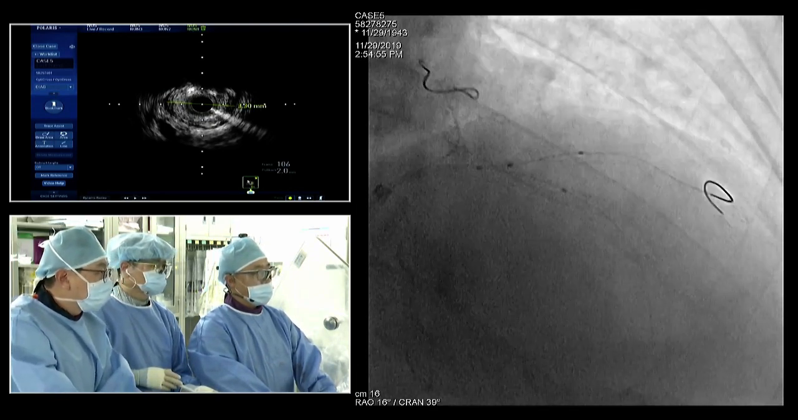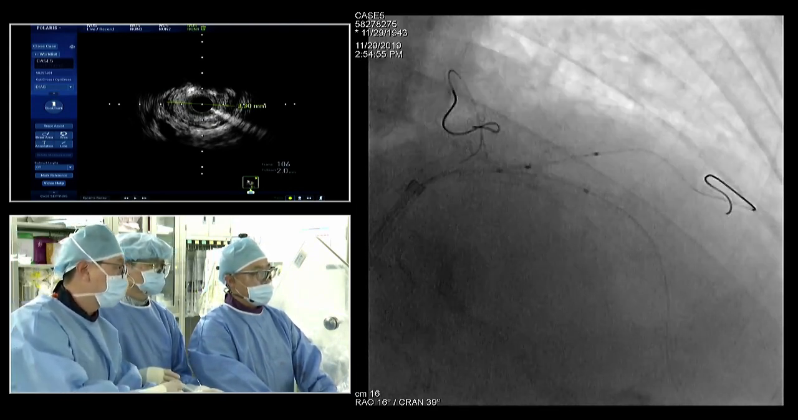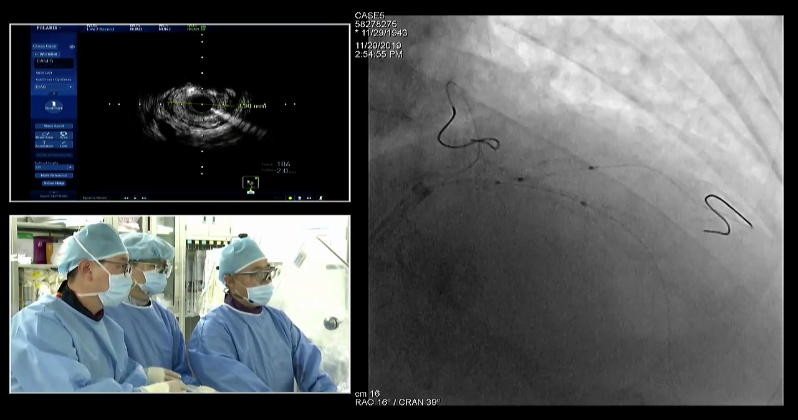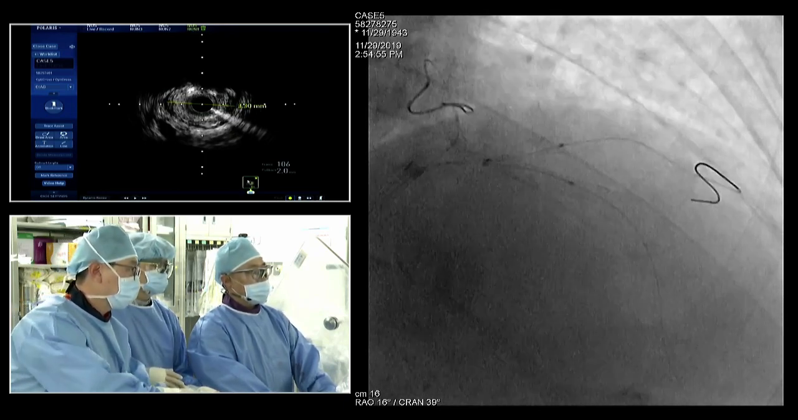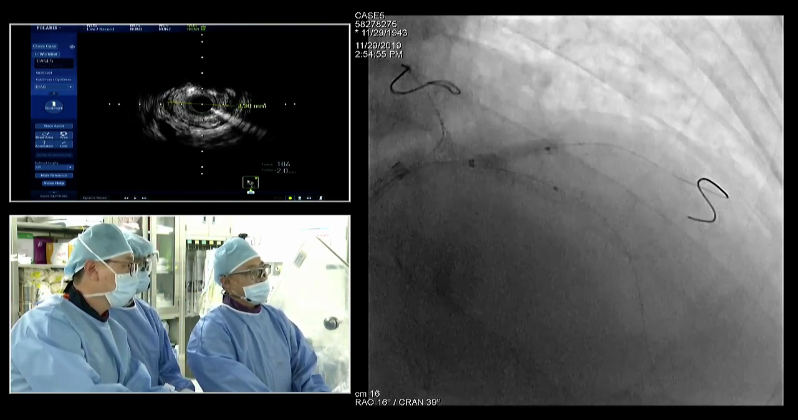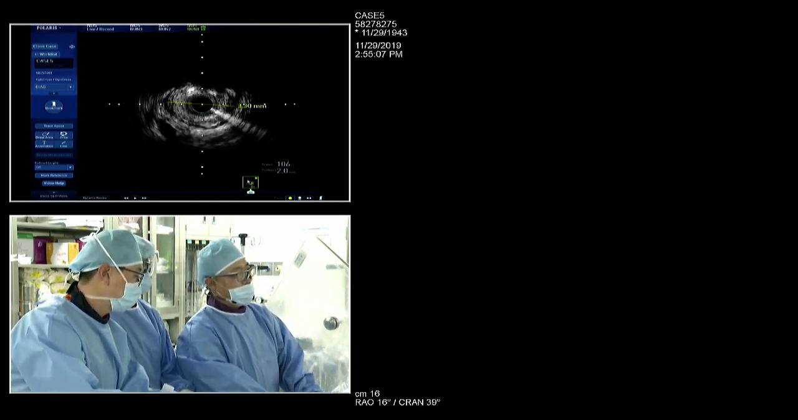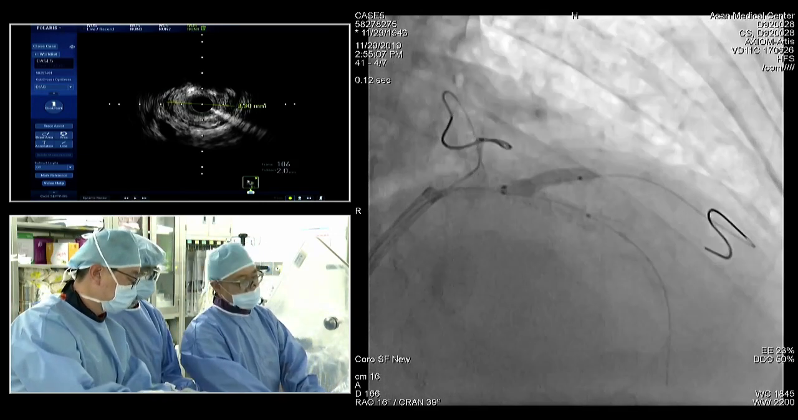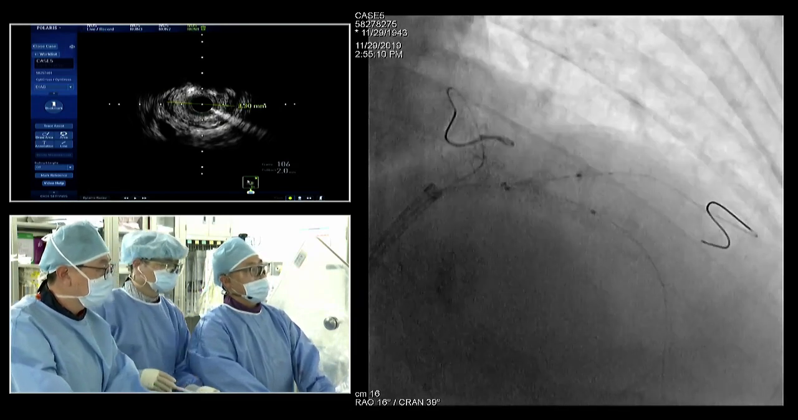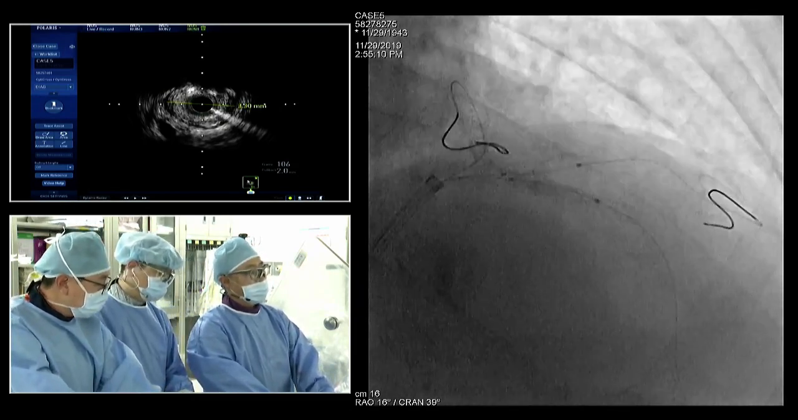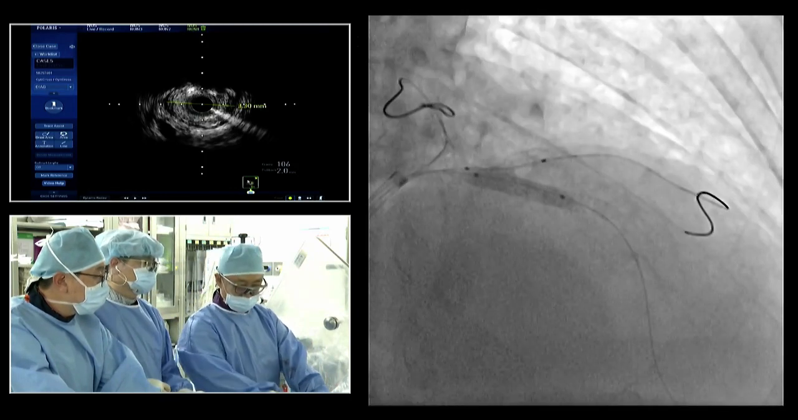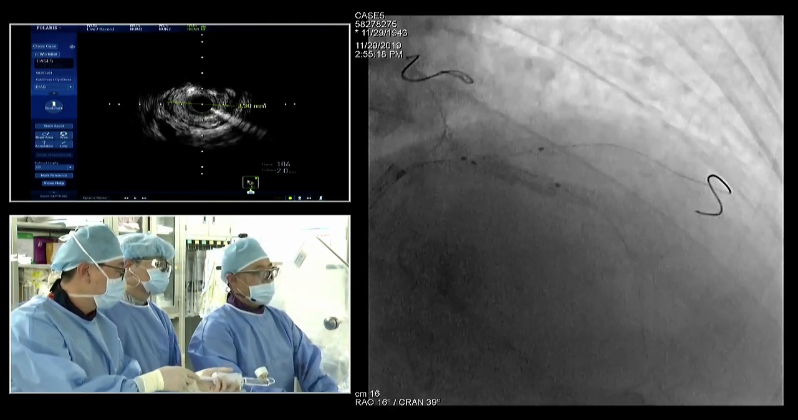Okay, we're going to do sequential balloon. Okay, pull back a little more. Now the diagonal one. 6, 8, 10. Deflate. Now the LED one. 10, 12. This is 3.5. Okay, deflate. Now kissing, pull back a little.